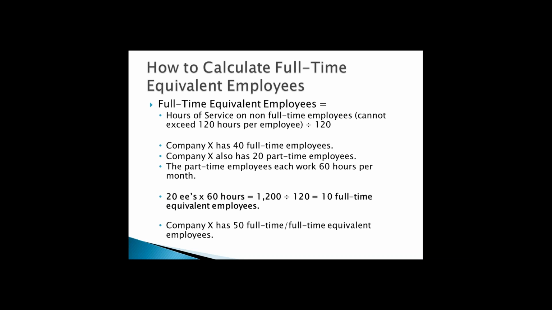The example I have listed says Company X has 40 full-time employees. Company X also has 20 part-time employees. These part-time employees each work 60 hours per month. So we're going to take the 20 employees and multiply their hours, which is 60 hours per employee. With that number, we get 1,200. We're going to divide that by 120, which then equals 10 full-time equivalent employees. So therefore, Company X has 50 full-time equivalent employees, because 40 of those are full-time employees and the 10 are full-time equivalent employees.